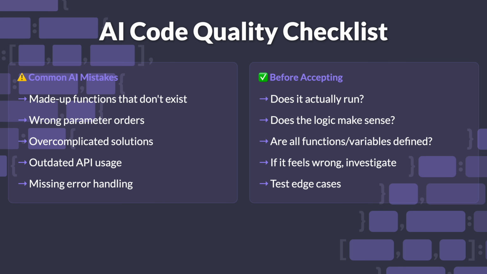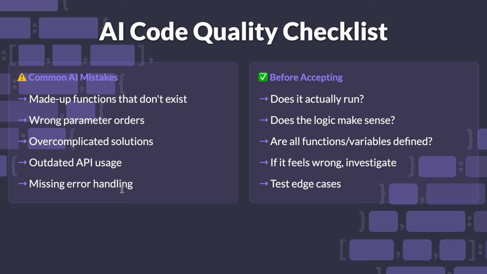Okay, let's talk a little bit about AI code quality. So AI generated code needs human oversight. And so here's a good quality checklist. You want to make sure it actually runs, that the logic makes sense, that the functions and variables are defined, and just see if it feels wrong, and definitely test edge cases. And there's a lot of things you need to look out for. Sometimes AI will make up functions, the wrong parameters and such. There could be missing error handling.